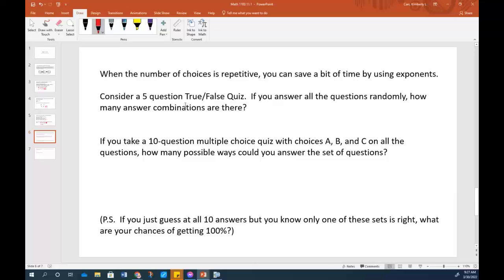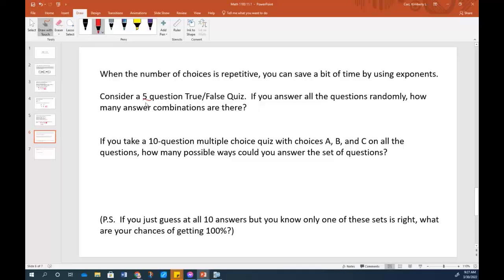So look at this. If you take a 5-question true-false test and you answer all the questions randomly, you did not study, you did not know there was a test, you haven't read the chapter, whatever, you're just going to randomly hope that you get some right. How many answer combinations are there?